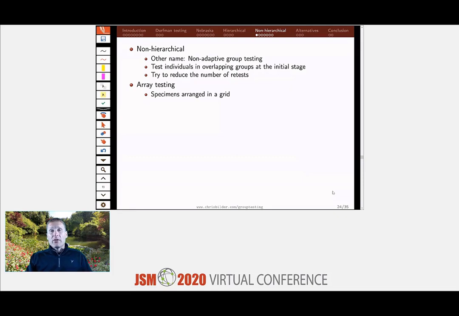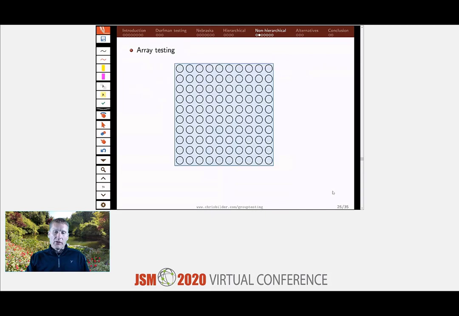A widely used particular type of non-hierarchical testing is array testing, and this is how it works. Imagine you have your specimens arranged in a grid. In an actual laboratory, what you might have is a rack of test tubes. If you imagine looking down from above on this rack, the circles in this diagram represent the tops of the test tubes. Another way to think about this is perhaps you have a microplate where the circles represent wells in the microplate where there are actual specimens.